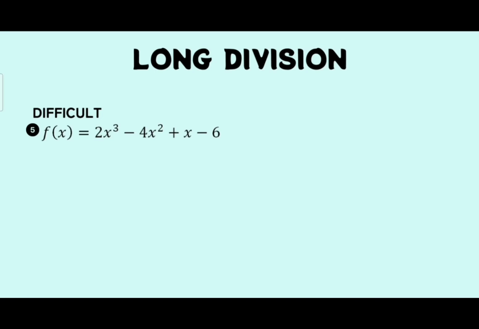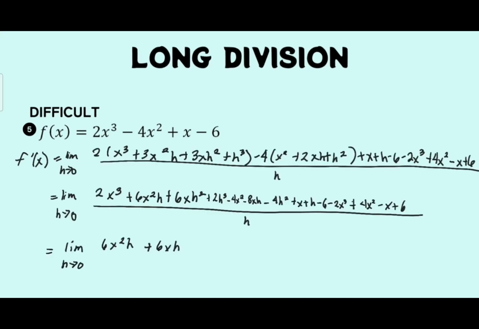And lastly, for the difficult function, we have f of x is equal to 2x cubed minus 4x squared plus x minus 6. We just follow the same process but with more terms, so after substitution, expansion, and cancellation of like terms, we end up with the limit as h approaches 0 of 6x squared h plus 6xh squared plus 2h cubed minus 8xh minus 4h squared plus h divided by h.